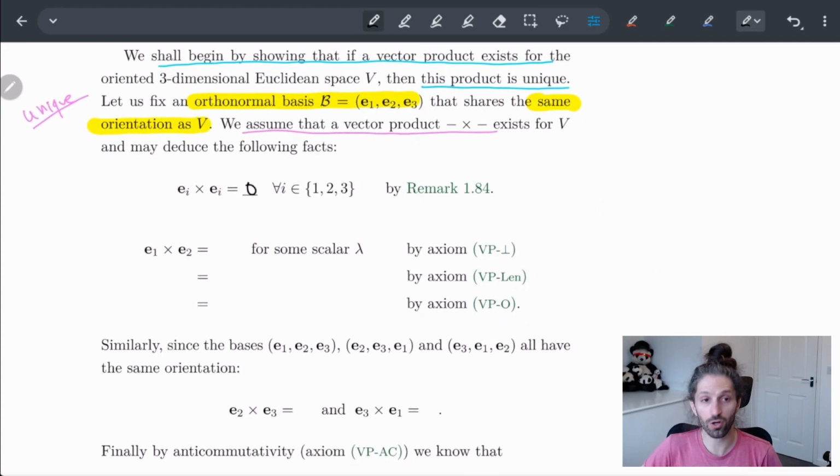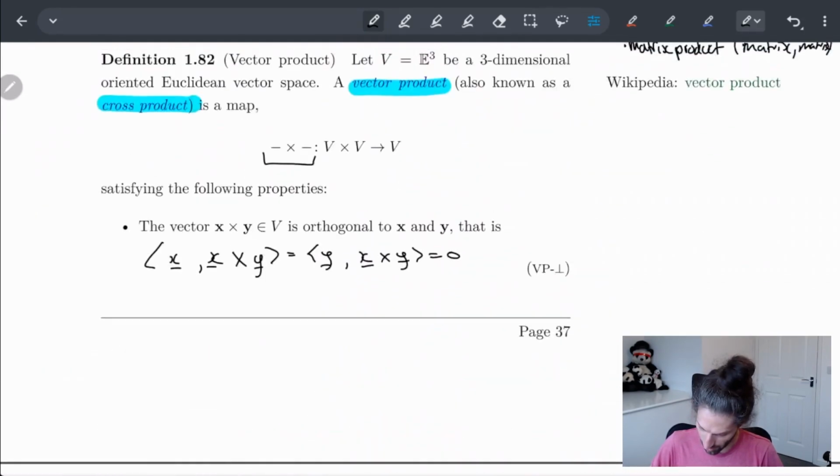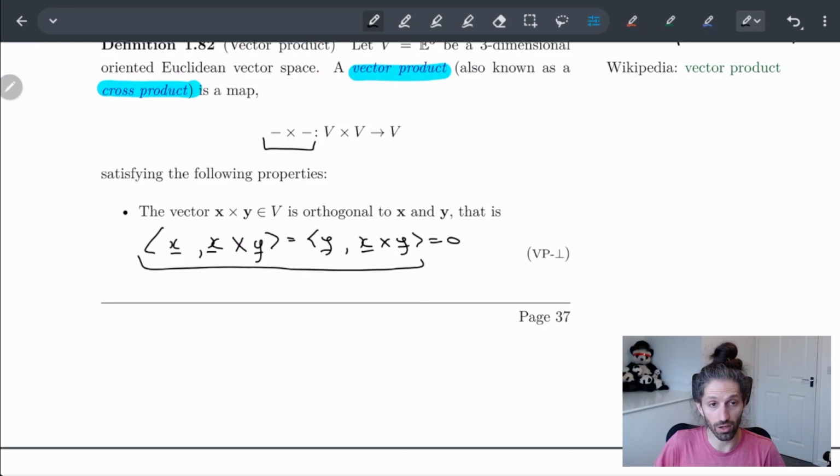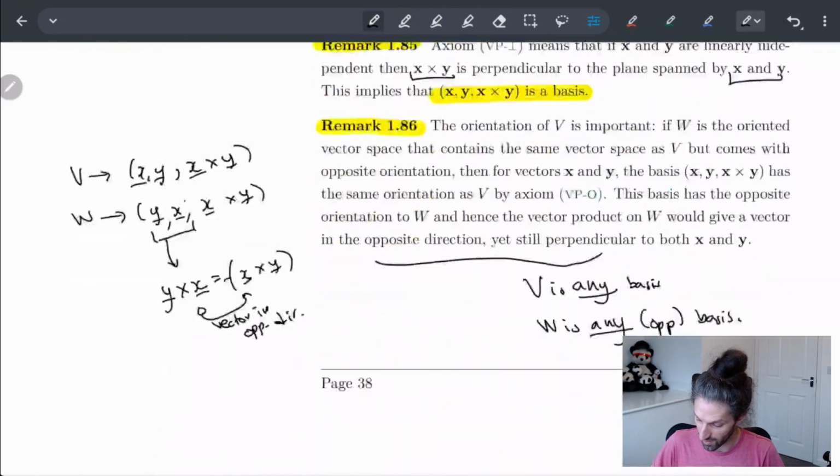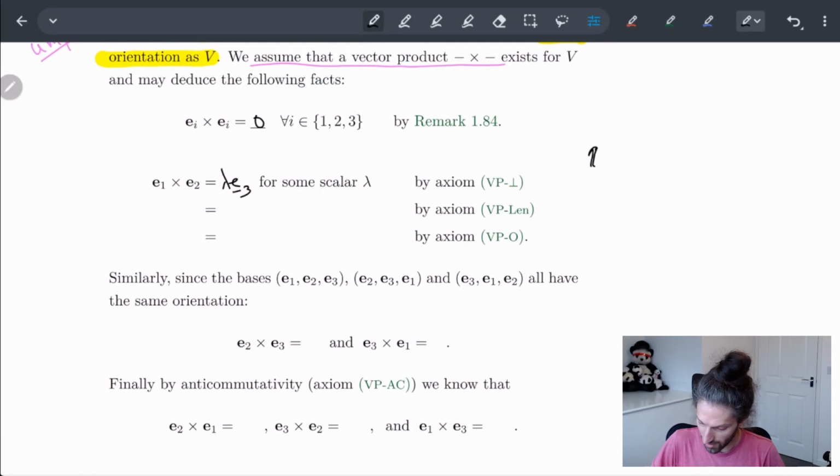If I look at E1 cross E2, the perpendicular axiom, the very first axiom, is basically telling us that this is equal to lambda E3, some scalar multiple of E3. This is because we have the basis, we have this condition here that these are equal to 0, and that this gives us a basis. So lambda E3 has to satisfy this third condition. By the length condition, this has to be just plus or minus E3.